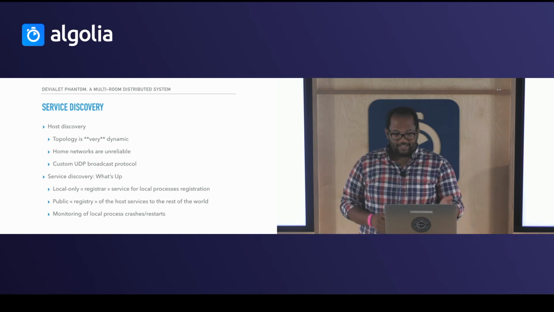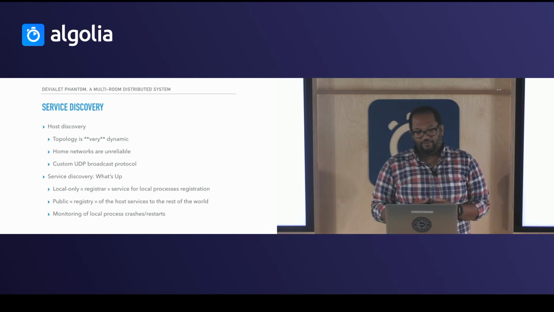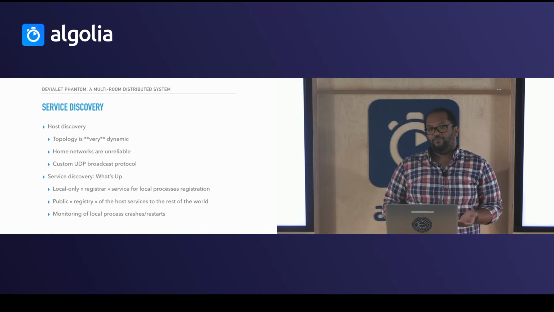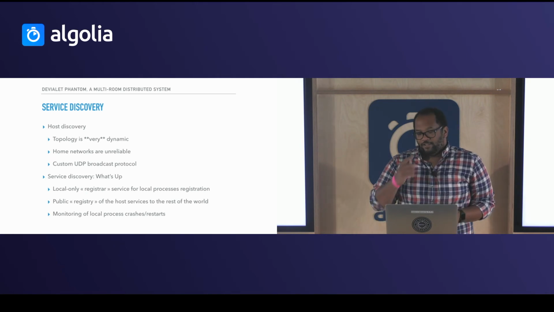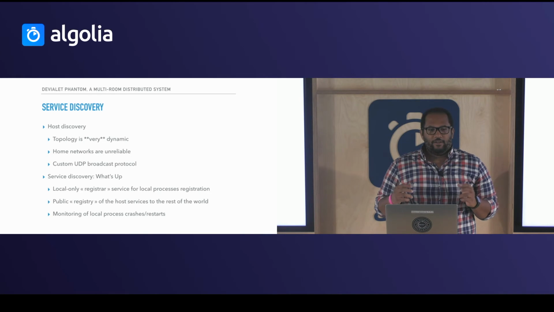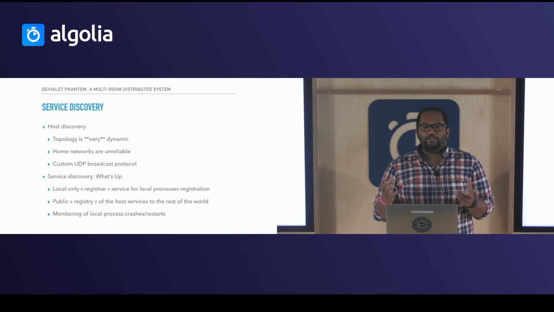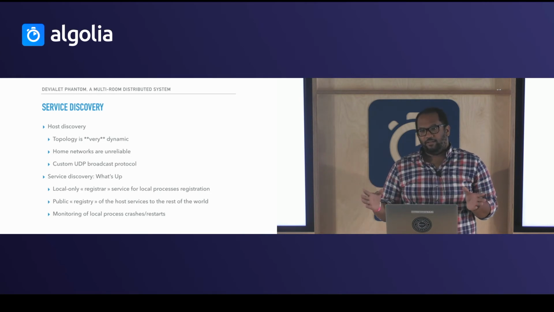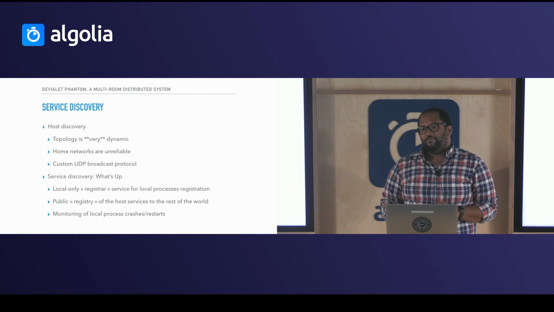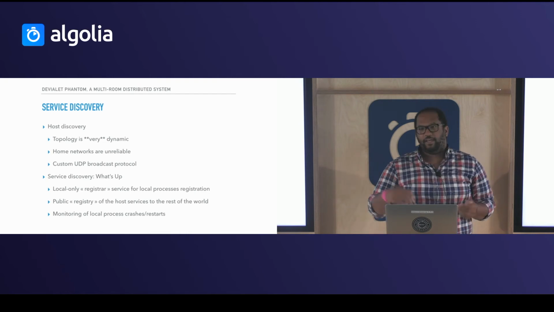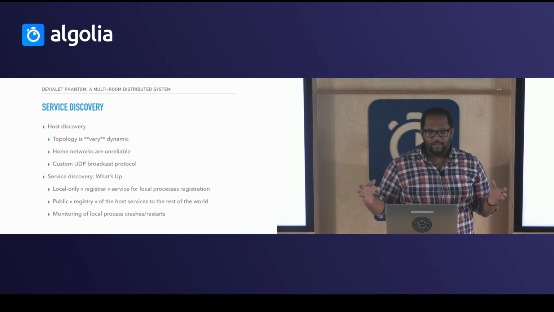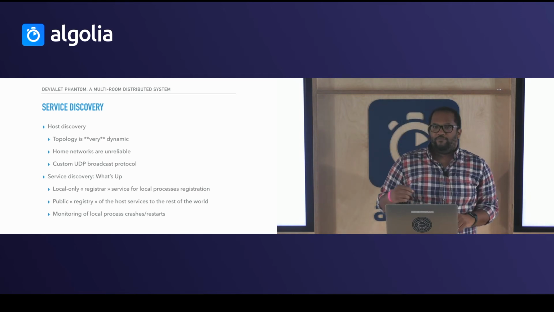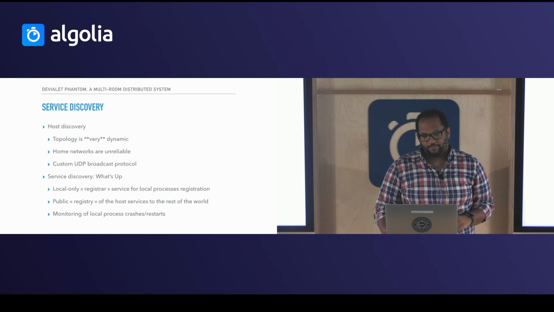So as I said, home networks are really unreliable. So we had to come up with a way to just figure out on the network what's there. Luckily enough, a home network is usually just a single broadcast domain. There's no routing involved between talking between your phone and your speaker or your smart TV or anything like that. It's just one broadcast domain. So we could use a custom UDP broadcast protocol.